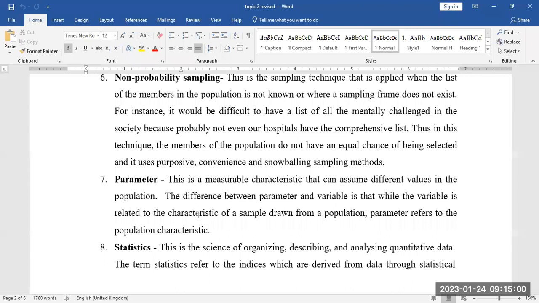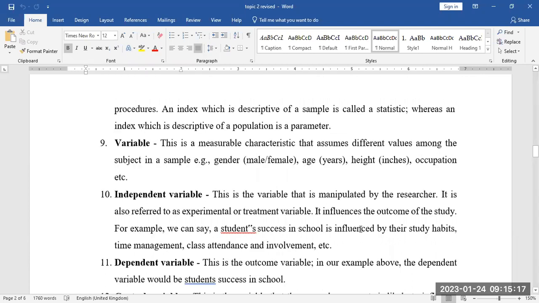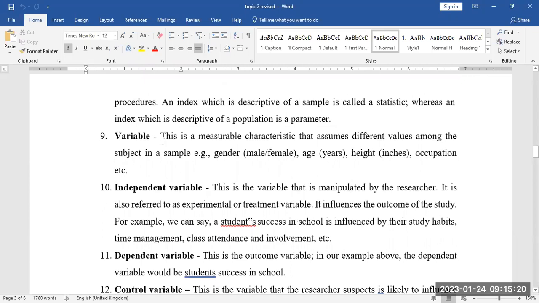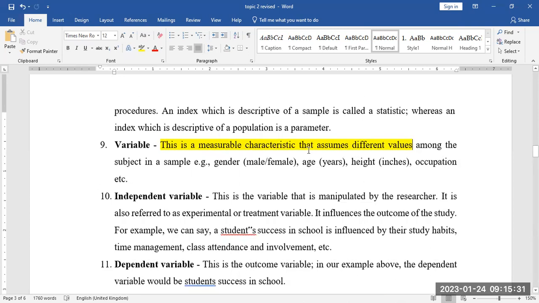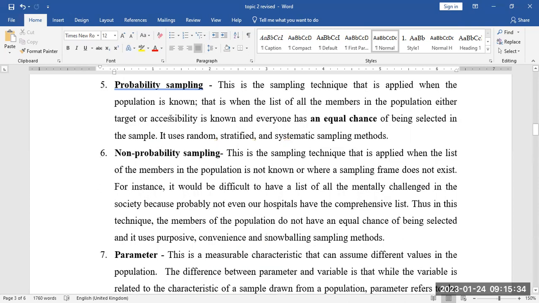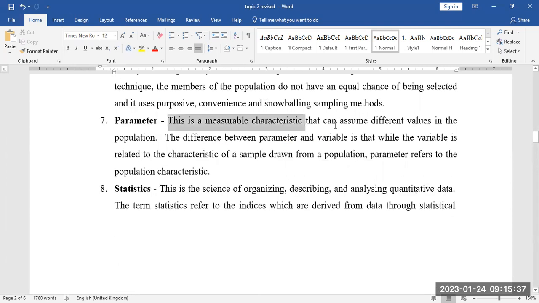Then we also have parameters. A parameter is a measurable characteristic that can assume different values. So do not confuse parameters with variables, because we have said that a variable is a measurable characteristic that can assume different values. I want you to get this right. A variable is a measurable characteristic that can assume different values. A parameter is a measurable characteristic that can assume different values.